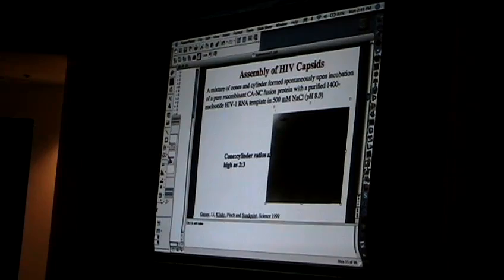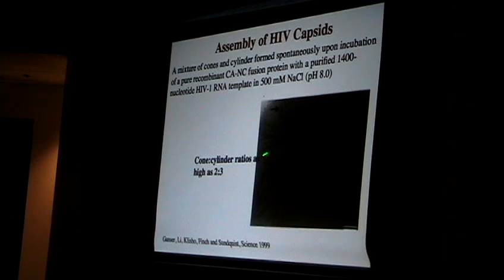It's like an X-ray. Okay, so Barbie Ganser and her co-workers look at the self-assembly of HIV capsid proteins. HIV is an RNA virus. Because its capsid is conical, it has taken the attention of physicists and biologists to explain why the conical shape. So they performed a series of experiments with a solution of HIV capsid proteins and HIV RNA. And they saw that a mixture of cones and cylinders form. So this is an in vitro experiment without the presence of a membrane.